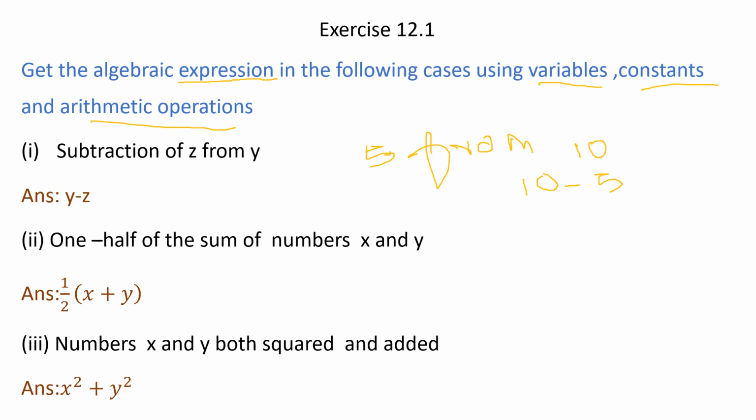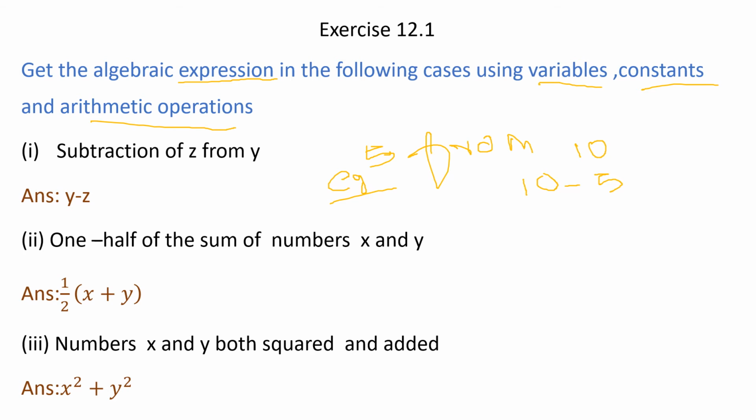Here, instead of numbers they have given variables. Subtraction of z from y. So you will write what? y minus z. Okay, this is the example. Here I have written in numbers, so you know to write 10 minus 5. The same thing, only they have mentioned it here with variables. So subtraction of z from y means we can write y minus z.